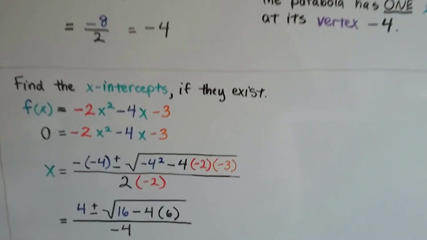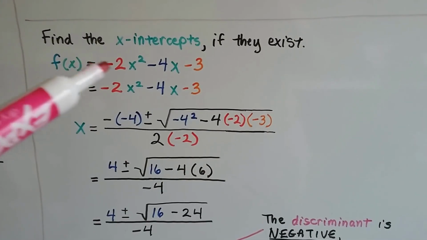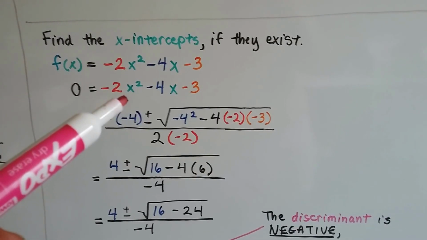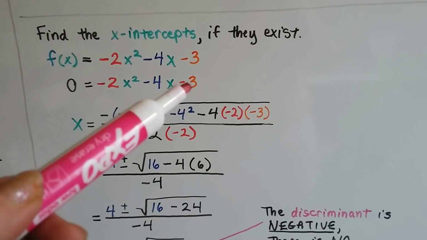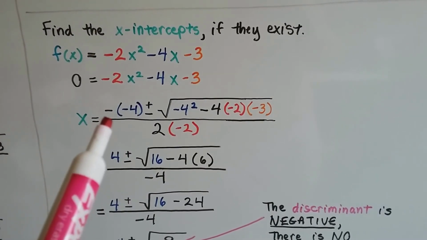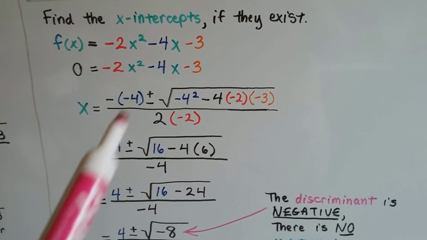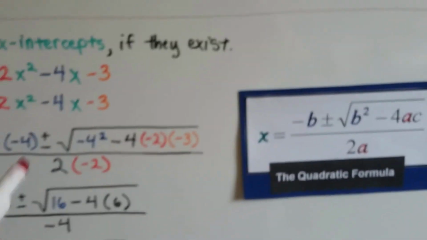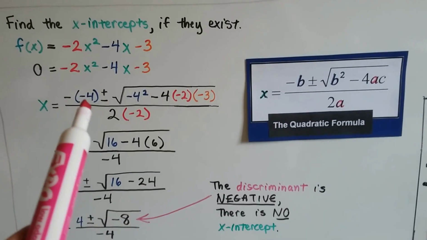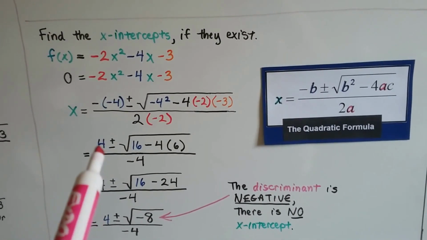All right? Let's try this one. We're going to find the x-intercepts if they exist. We set our function to equal 0. We've got a negative 2 for a, a negative 4 for b, and a negative 3 for c. So that means for our b, we've got a negative times negative 4 right up in front. Let me put this here for you, so we can compare. So here's our b value. We've got a negative of a negative 4, all right? That's going to give us a positive 4 down here.